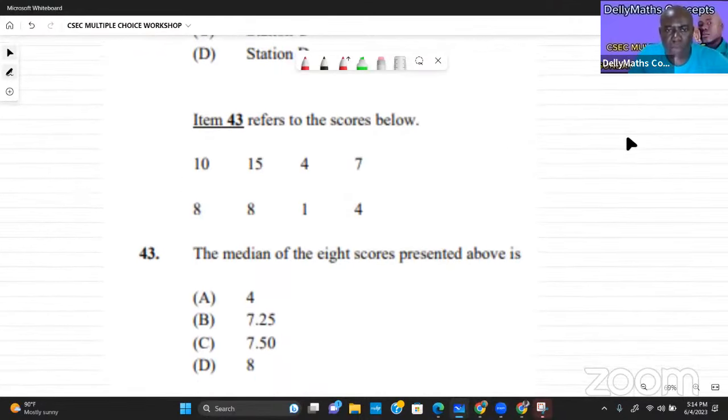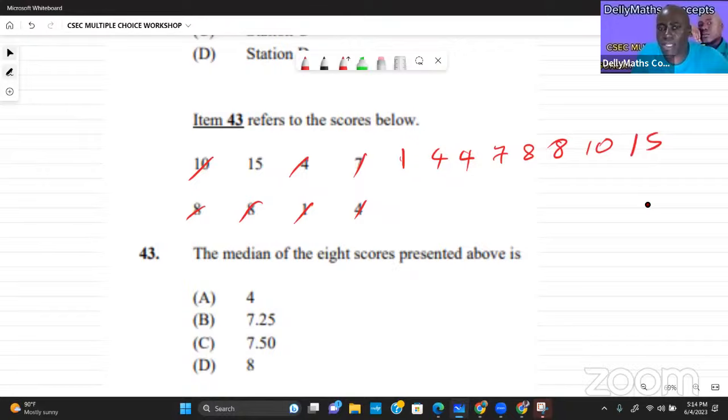Question 43. The median of the 8 scores represented above. All right, in order to find the median, what we're going to have to do is to put them in ascending order. So 1, then there are 2 4s. I'm going to cross them off as we go. All right, so 1, 4, 4. There is a 7, and there are 2 8s. Then there's a 10. Then there's a 15.